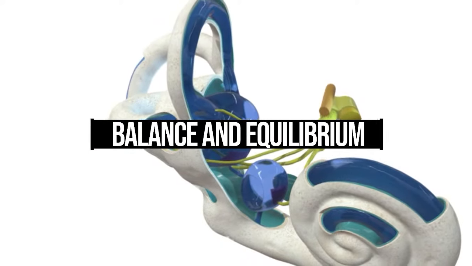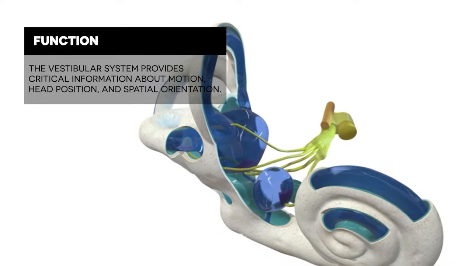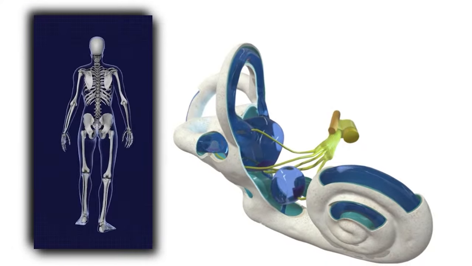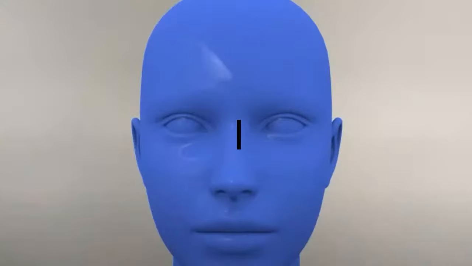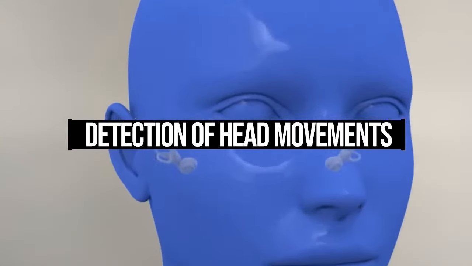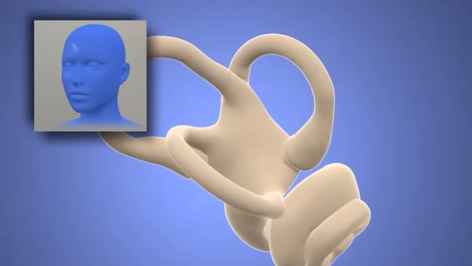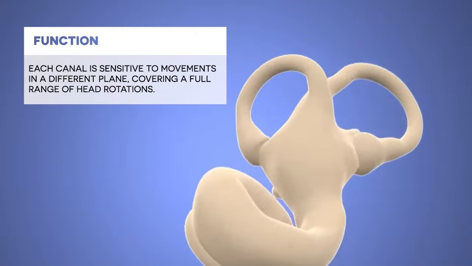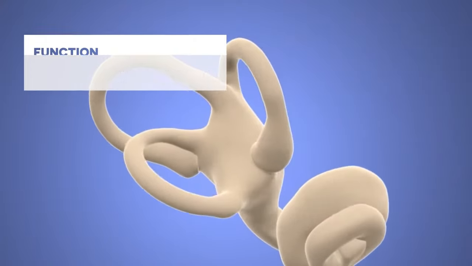Balance and equilibrium. The vestibular system provides critical information about motion, head position, and spatial orientation. It helps maintain balance and stabilize the eyes and body during movement. Detection of head movements. The semicircular canals detect rotational movements, like turning the head side to side, nodding, or tilting. Each canal is sensitive to movements in a different plane, covering a full range of head rotations.